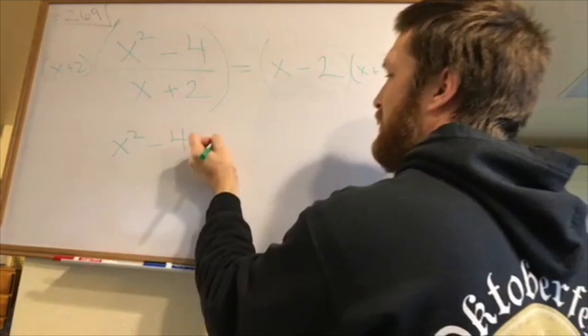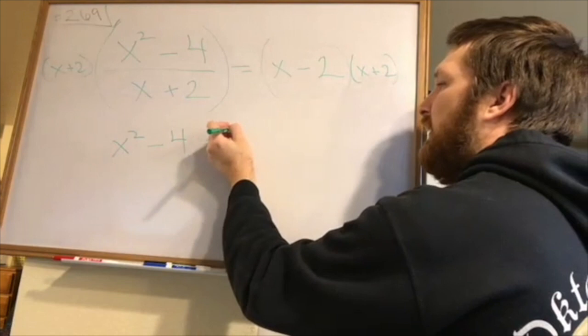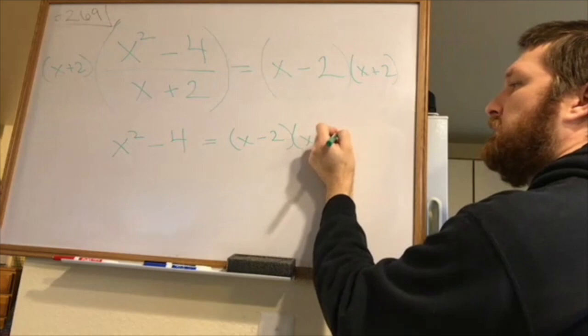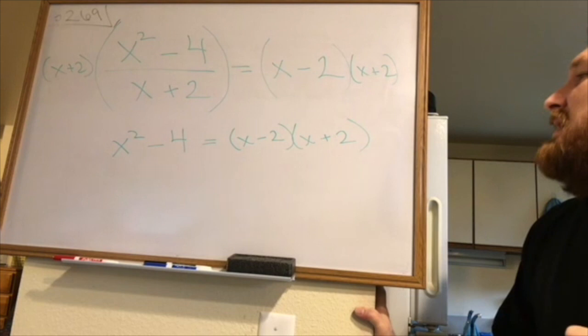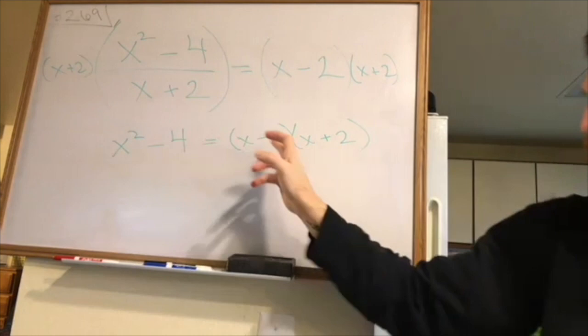Now, on the right-hand side, well, there was no denominator to kill. I guess I'll just write it like this. Okay. Does that look familiar? Yeah, that's true, right? I mean, that's what that means. That's the difference of squares. It breaks down like that.